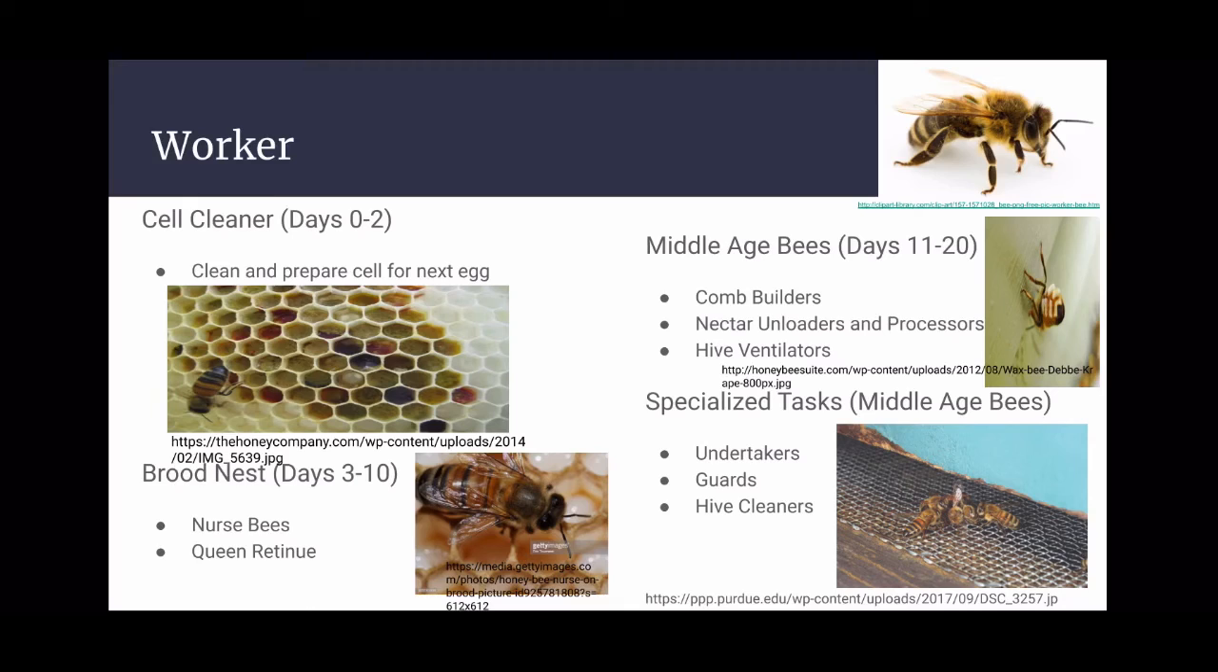Bees aged 11 to 20 days are called middle-aged bees and perform a variety of tasks. Comb builders produce wax to build the hive. Food processors use trophallaxis to receive nectar from foragers and process it. Hive ventilators control the temperature of the hive by facing towards the hive and flapping their wings outside of it. There are also specialized tasks which middle-aged bees perform. Undertakers remove the dead from the hive, guards protect the hive from predators, and hive cleaners detect and remove diseased or dead larvae.